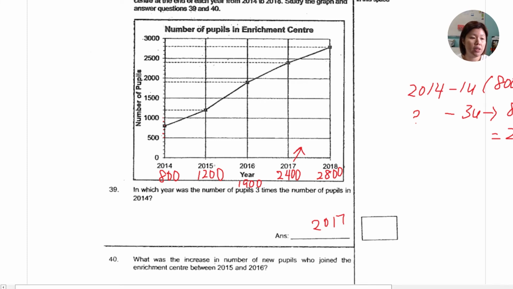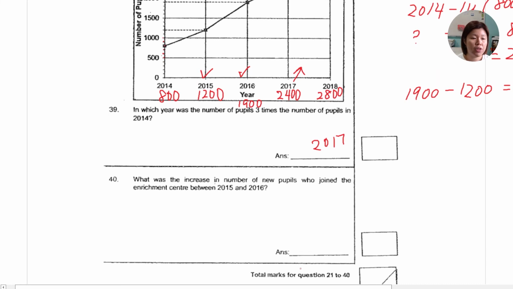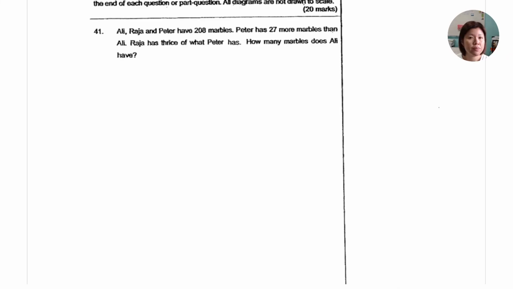Next, what was the increase in number of new pupils who joined the center between 2015 and 2016? So we look here. 2015 is 1200. 2016 is 1900. So the increase is, we take these two to minus, we can find the increase, which is 700. Okay, so the answer for this is 700. Let's move on to the next question.